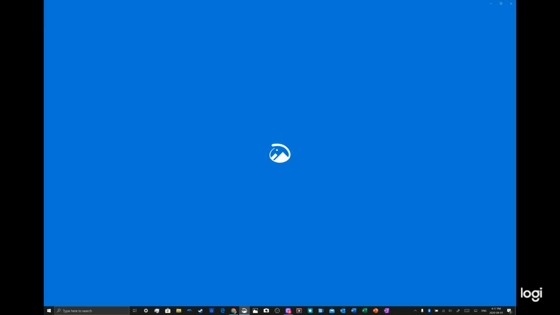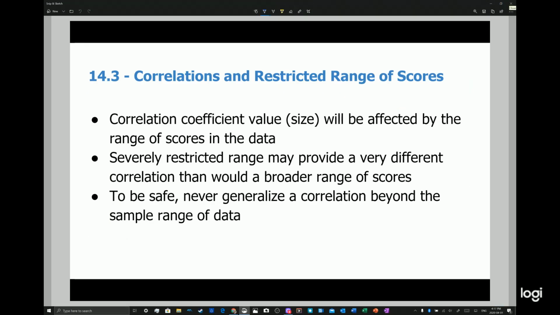So, the next word of caution when it comes to using correlation deals with the technique itself and looking at the scores that you use, let's say in a scatter plot, to measure the correlation. So one point here to start off is that the correlation coefficient value, or the magnitude of the correlation, can be affected by the data itself. And we'll see this in the next slide.